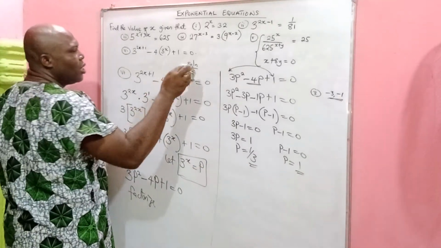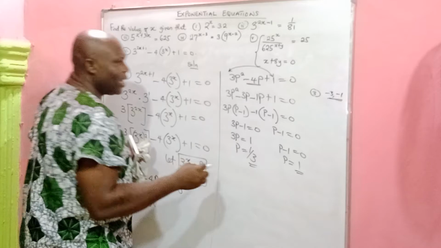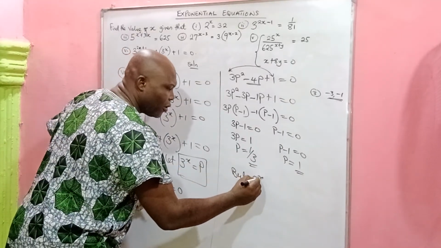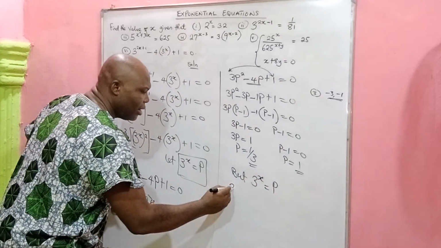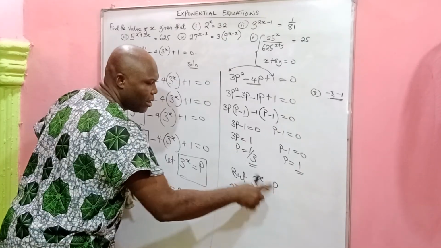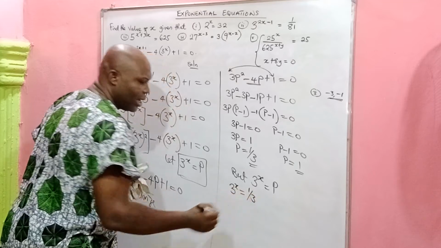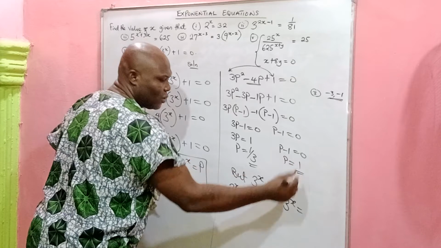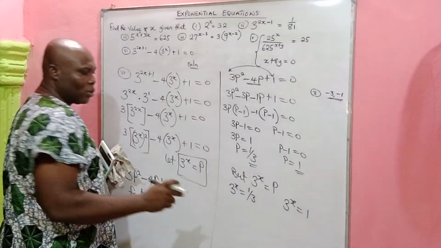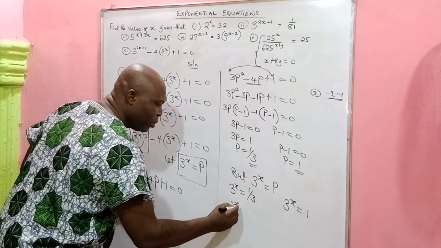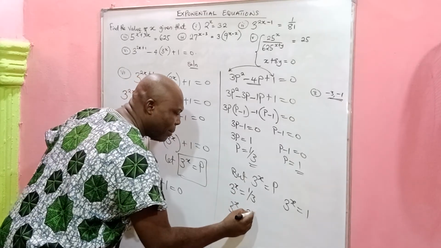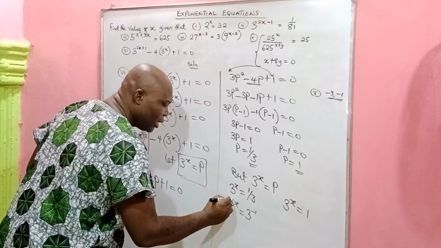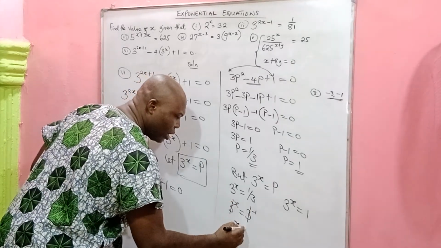As simple as that. So at this point, 3 raised to power x gave us p. The value of p is 1 all over 3. At the same time, 3 raised to power x will give us p, where the value of p now is 1. Very simple. Alright, so at this point, 3 raised to power x equals 1 over 3, which means 3 raised to power minus 1, by one of the laws of indices. I've been explaining that. So at this point, 3 cancels 3. x will be equal to minus 1.